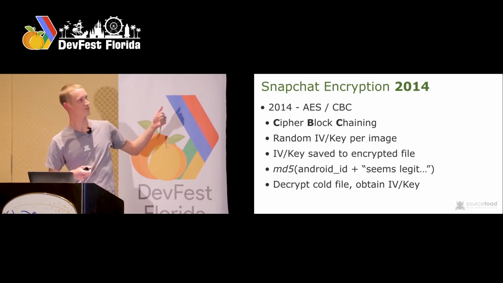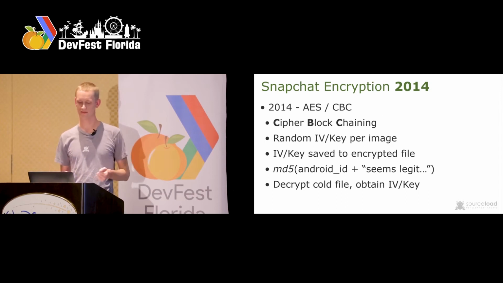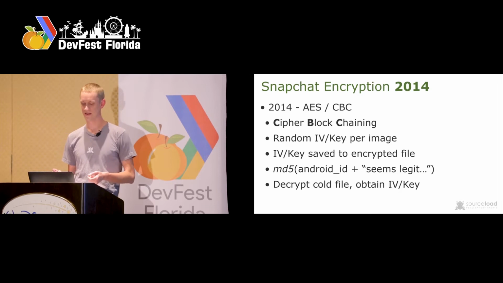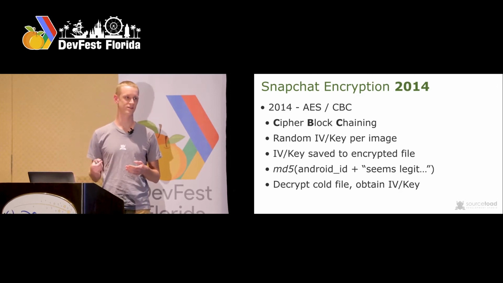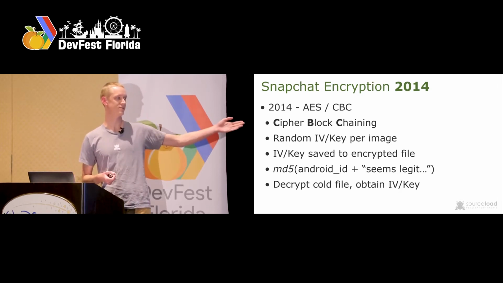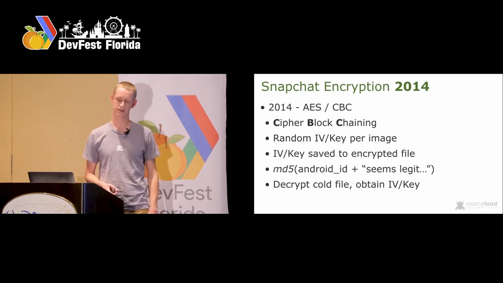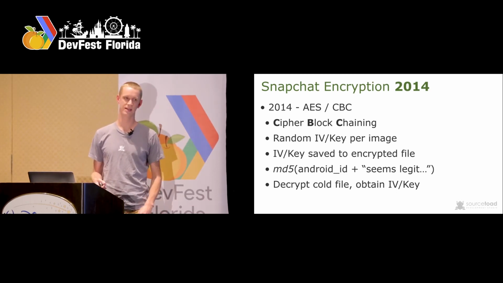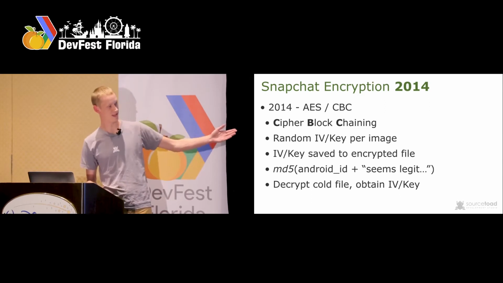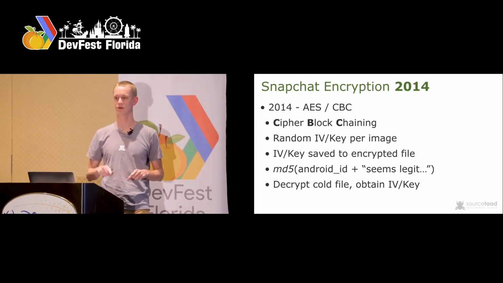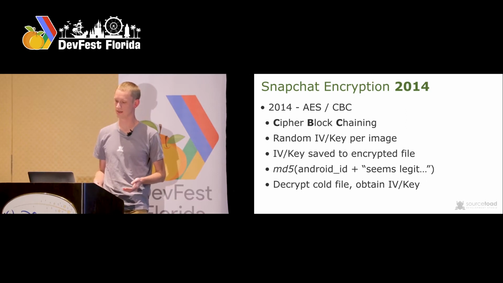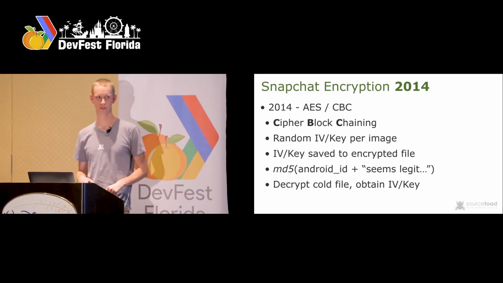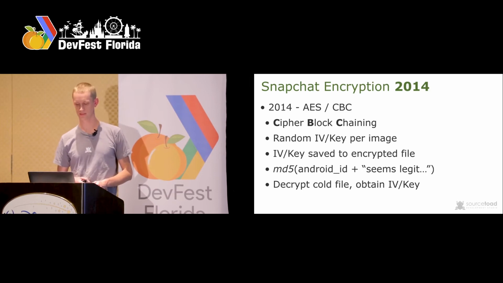So now Snapchat in 2014, we're pretty good. We have an app that generates random IVs and keys for every image and stores them in a file called bananas for some reason. And that file, however, is another thing that's encrypted with static information, Android ID and "seems legit." So all you have to do now in 2014 is get this file, decode it with that, and you have all the keys and IVs of all the images you haven't viewed in Snapchat yet. So once again, useless. You can view all private images.